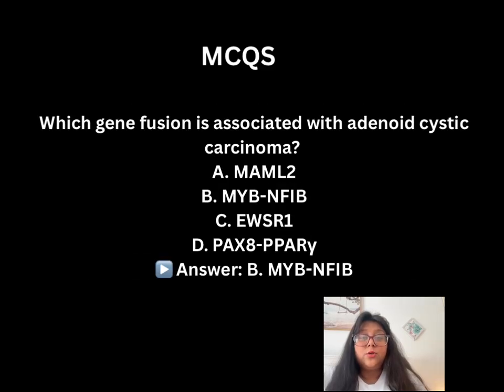Which gene fusion is associated with adenoid cystic carcinoma? The answer to it is MYB-NFIB. You have to memorize this.